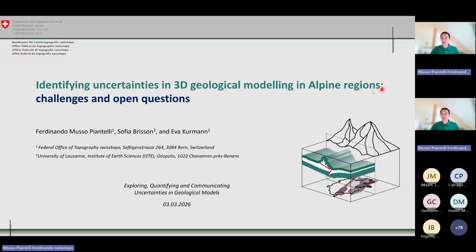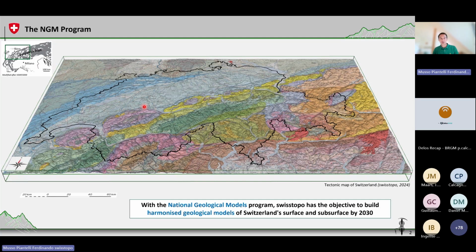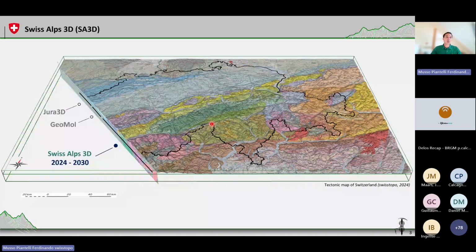So I keep on moving in the same direction as this morning's presentation by bringing you to the alpine regions in the core of Europe and discussing together the modeling project that we are running there, with the challenges and open questions that we have in trying to identify and connect uncertainty quantification to the models that we are building. Our survey, with the National Geological Models program until 2030, has the mandate to cover the entire country with large-scale geological models. We plan to do that with three main geological modeling projects subdivided by the main tectonic regions of Switzerland.